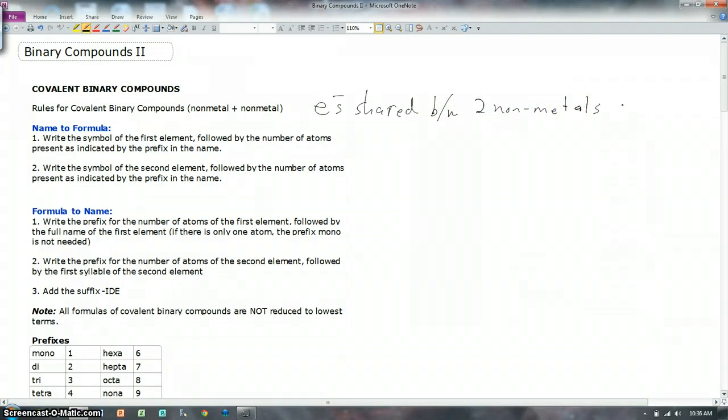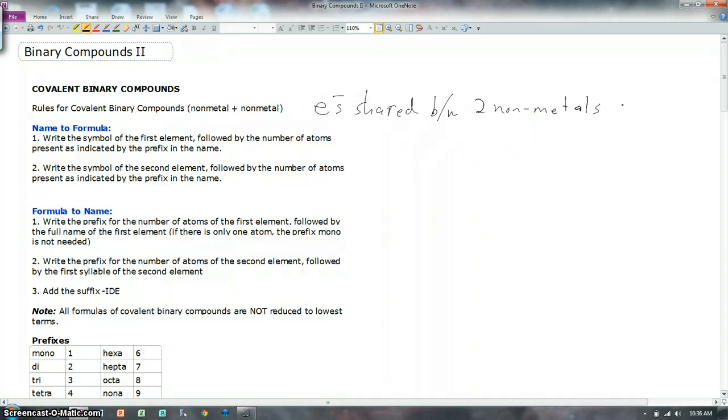This is an important distinction because when we compare ionic and covalent compounds, there's a huge difference, and it comes right down to the naming. One of the main differences in covalent compounds is that there's a prefix in the name, certainly on the second element in all of these cases.